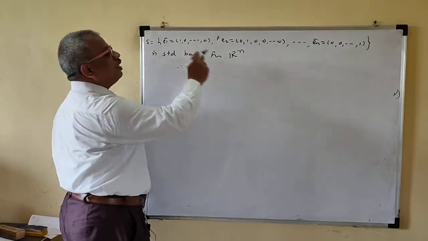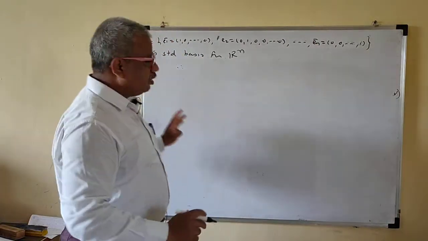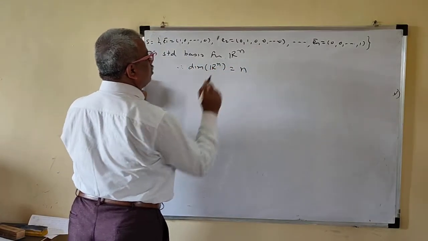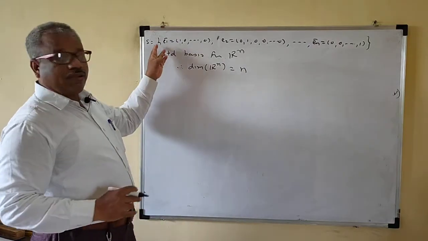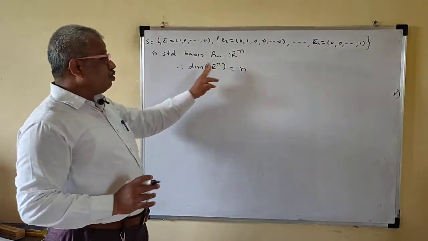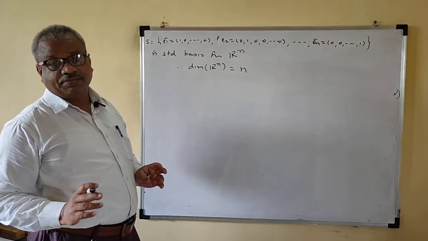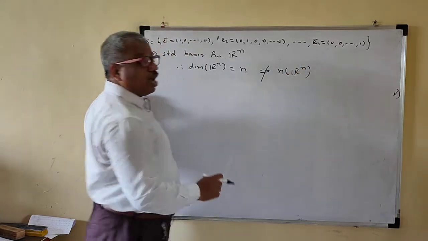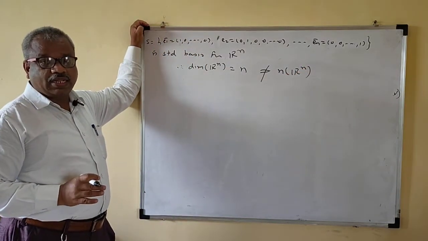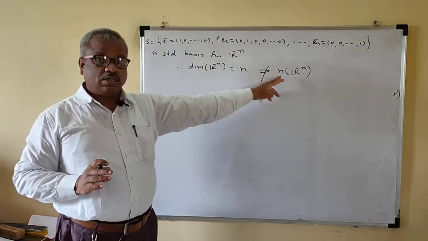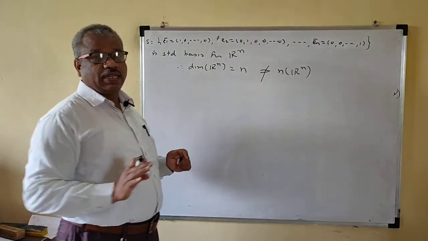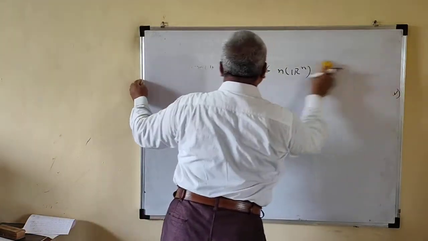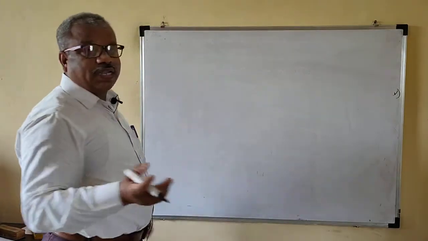So how many vectors are there? n vectors are there. So the dimension of Rn is equal to n, because the number of elements in the basis is n. Note that this does not mean the number of elements in Rn is n. Rn contains infinitely many elements. This is not the meaning. The dimension of Rn is n. That means the dimension of R2 is 2, the dimension of R3 is 3, and so on.